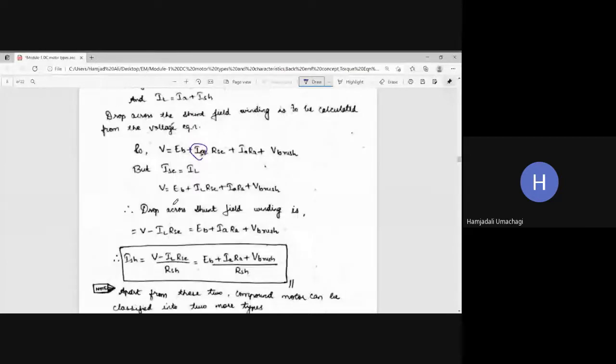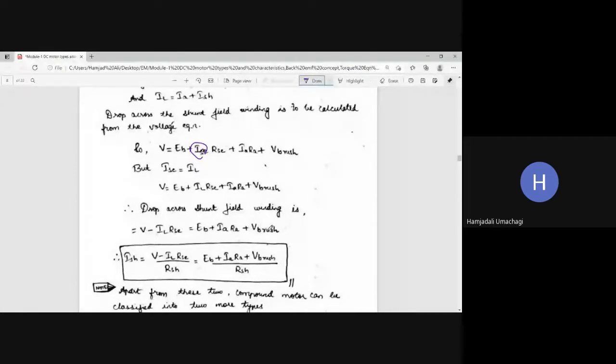V minus IL into RSC. The same thing, if you want to write it the other way, it will be EB plus IA into RA plus V brush. So finally, ISH is equal to V by RSH, and then that is V minus IL into RSH. That is equal to, the other form for the V minus IL into RSC, is what? This equation. This part you can write it here.